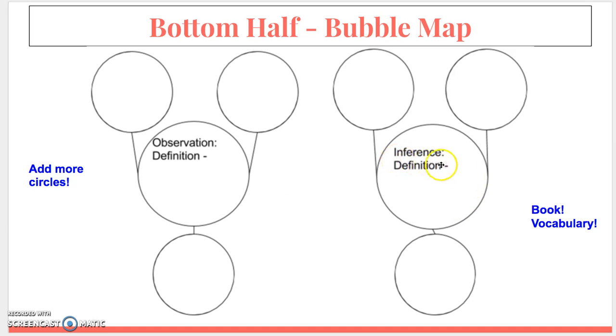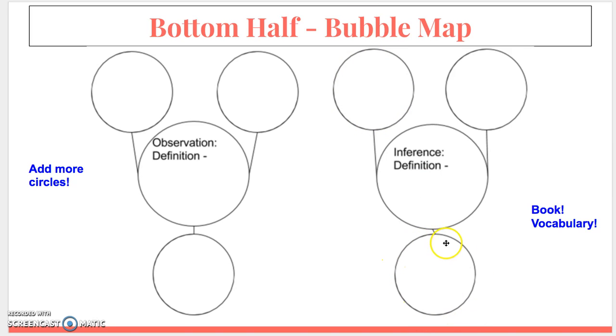Okay, students, last one is inference. You're going to do the same thing. 1 circle. Think about, how does an inference start? What do we say or what do we write when we infer? Then think about the definition. Look at your dictionary page, your vocabulary. What is the definition of inference?